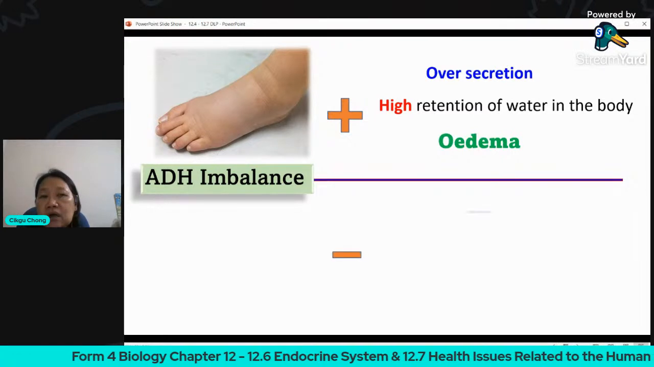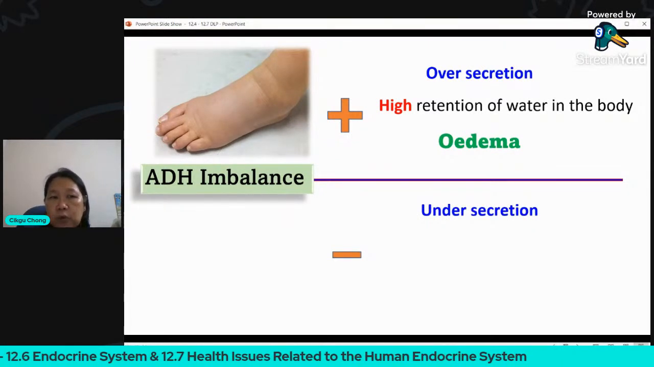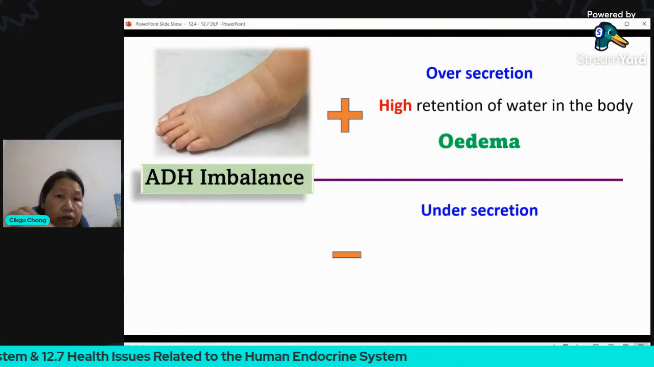Okay, what about if you have under-secretion, too little ADH? When there's too little ADH, you know ADH is to reabsorb water.